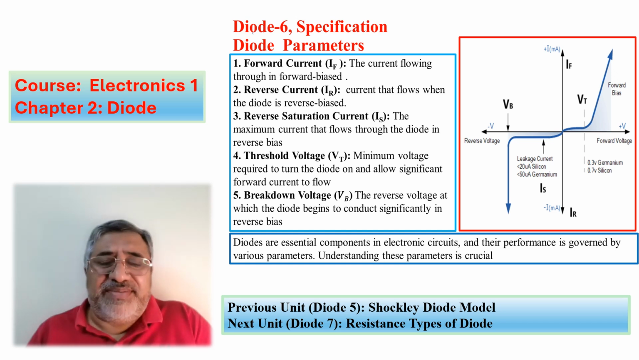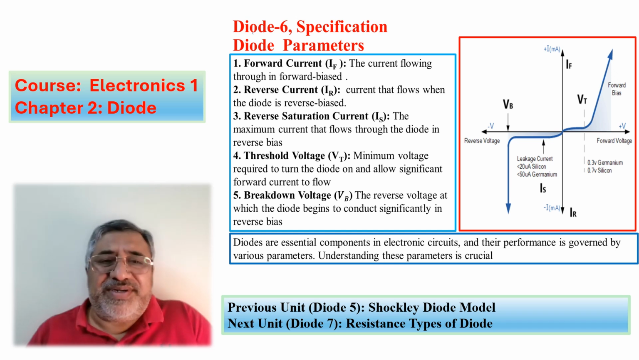Another important parameter of the diode specification is threshold voltage, also known as the forward voltage drop. It is the minimum voltage required to turn the diode on, allowing a significant amount of forward current to flow. It is typically around 0.7 volt for a silicon diode, 0.3 volt for a germanium diode, and close to 1 volt for a gallium arsenide diode.